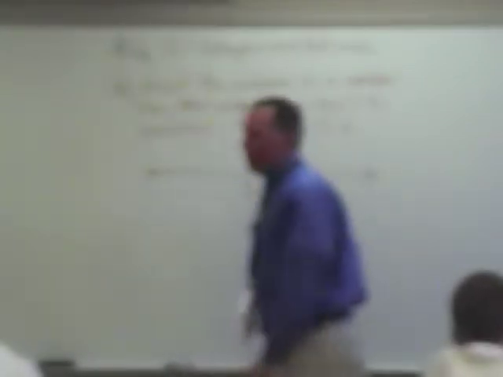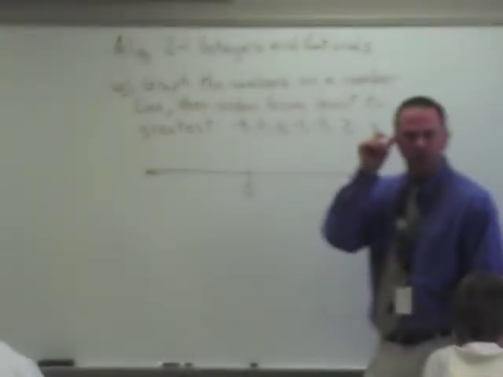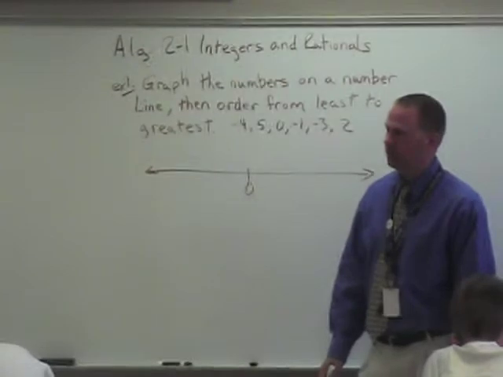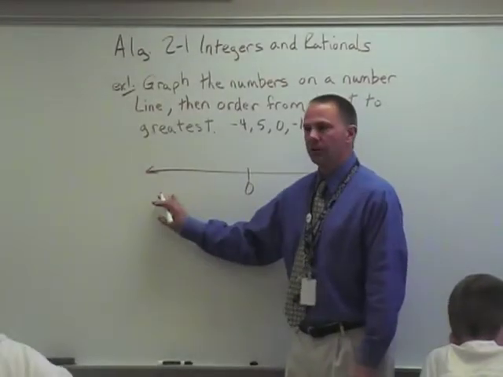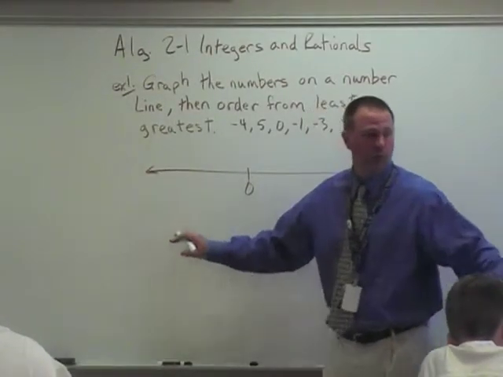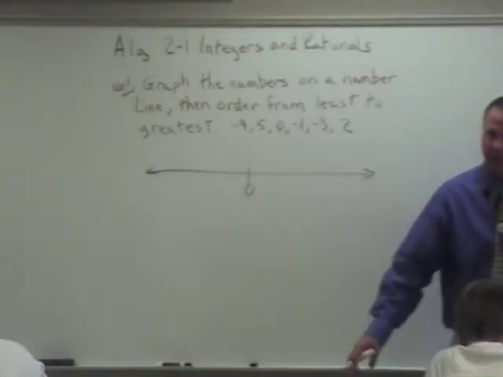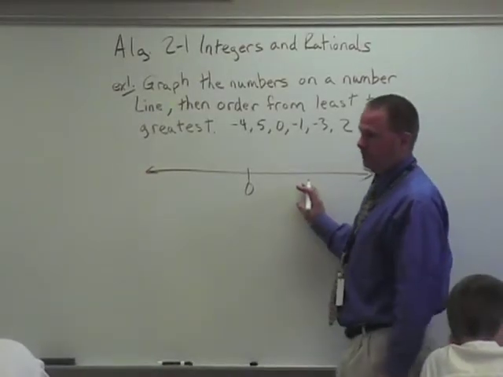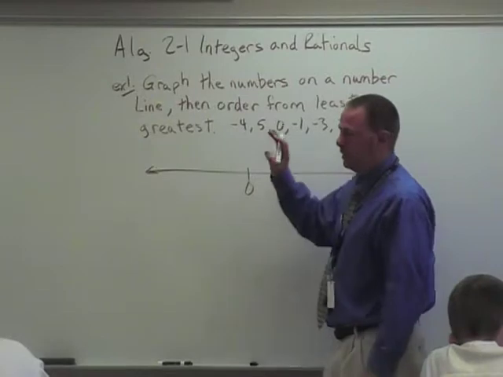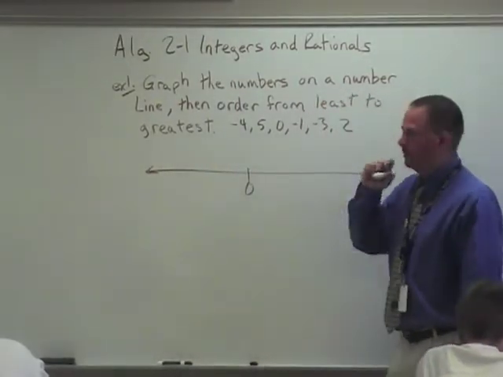So what I want you to do, draw a number line, put 0 on there somewhere. Always have 0. That's a reference point. Negatives are always on the left, for those of you who are not sure. Positives are on the right. Okay? Left is negative, right is positive.